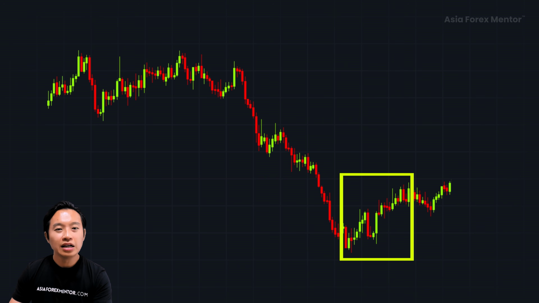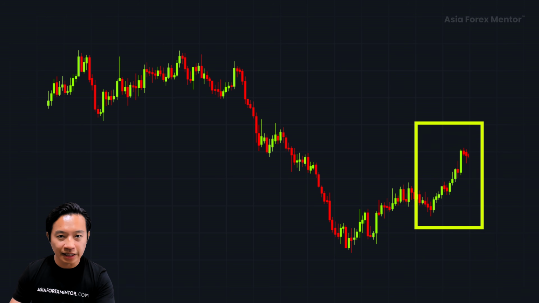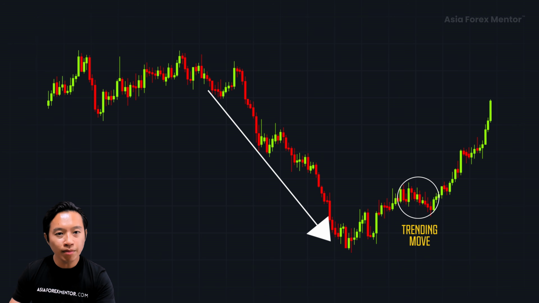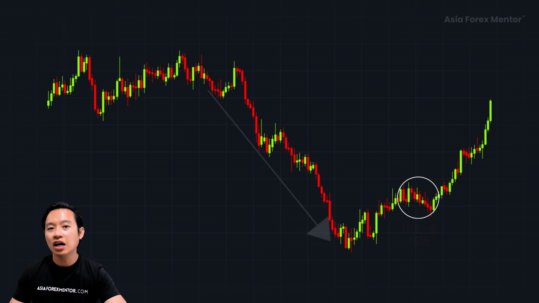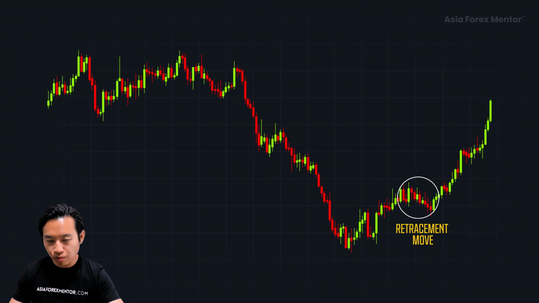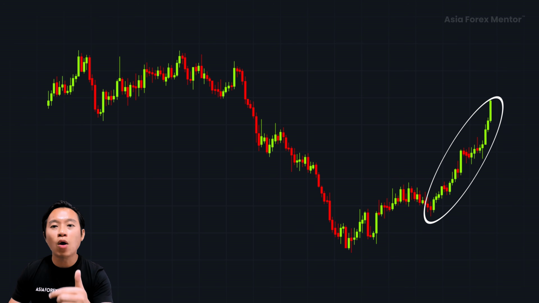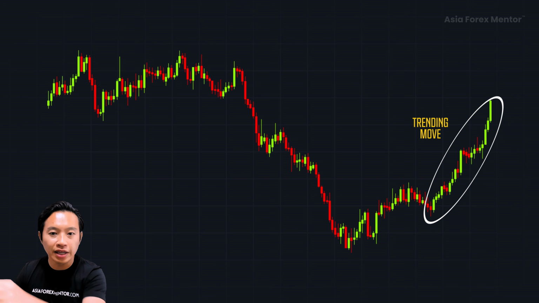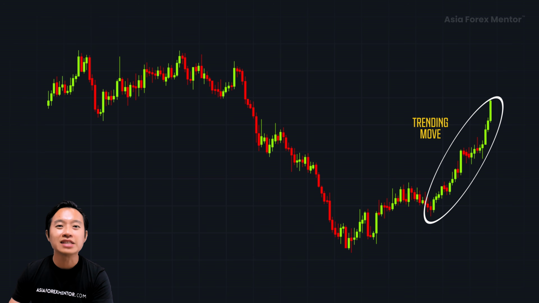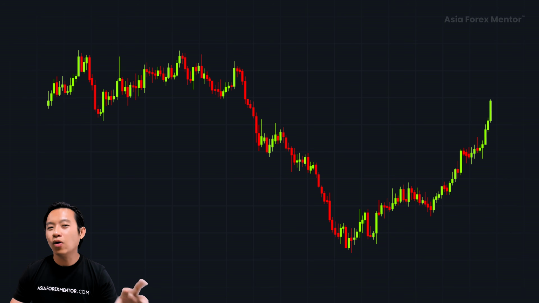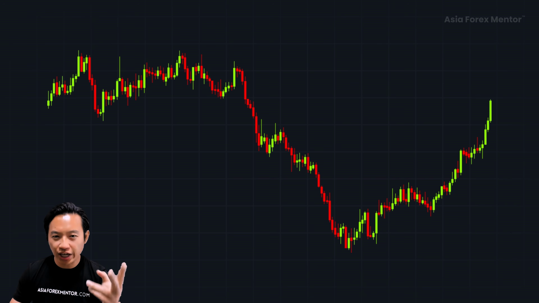Okay, so next, this is the start of a new trend. It's inverted. The trending move now becomes a retracement move, and the retracement move now becomes the trending move. So this has now become the trending move, whereas previously in the downtrend it is now the retracement move. Okay, so now their roles will change.